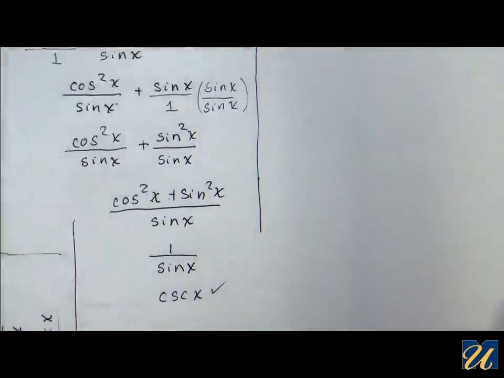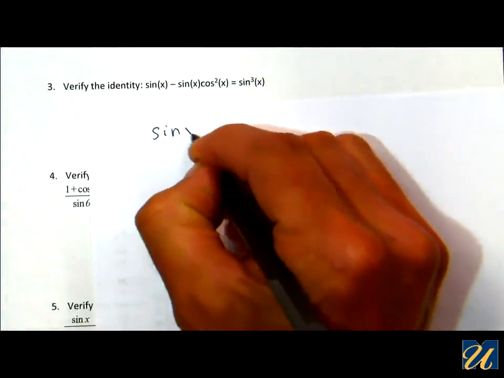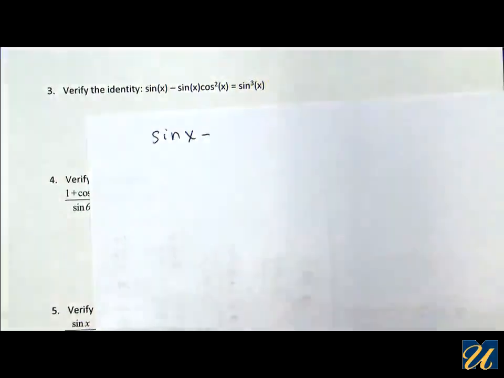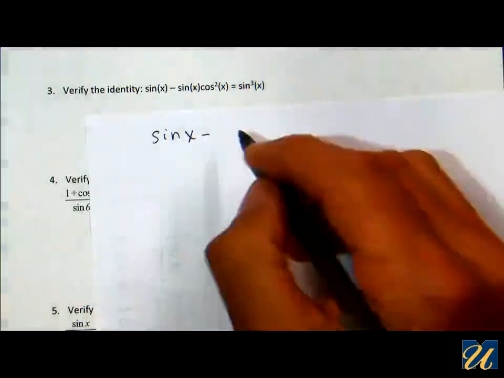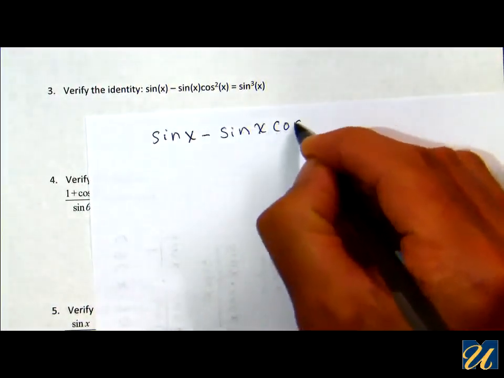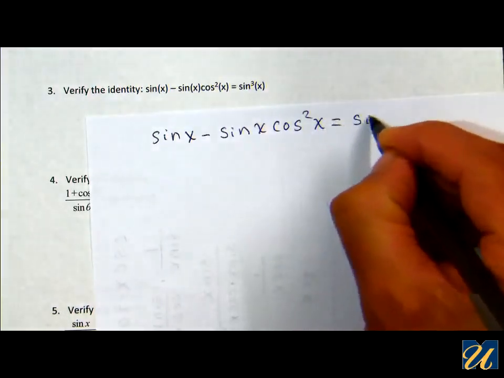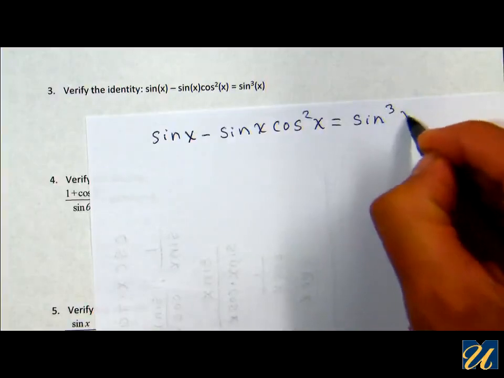Okay, let's see what else we got. Problem 3. Verify this identity. Sine of x minus sine of x times cosine square of x, show that that's equal to the sine of x all cubed.